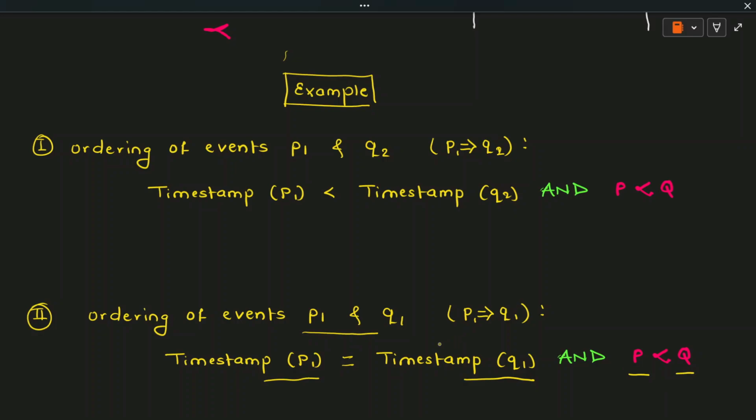So that's it from this session. Let us summarize a couple of points again. While doing partial ordering of events, it is difficult to order the concurrent events. The problem of ordering the concurrent events can be solved with the help of the total ordering mechanism.